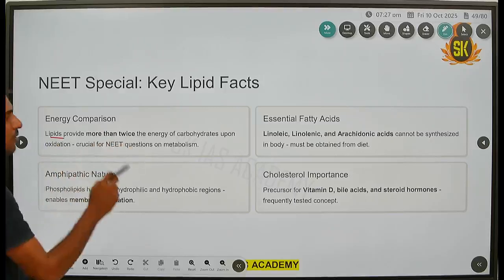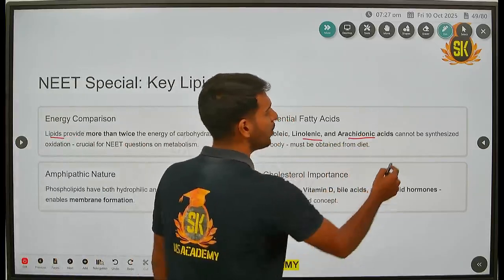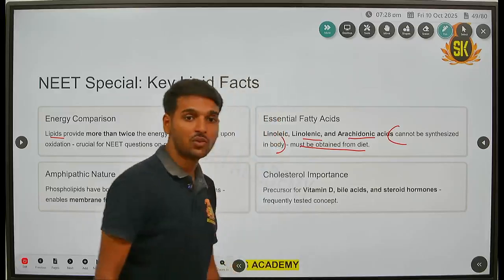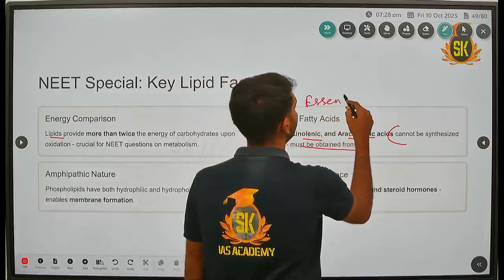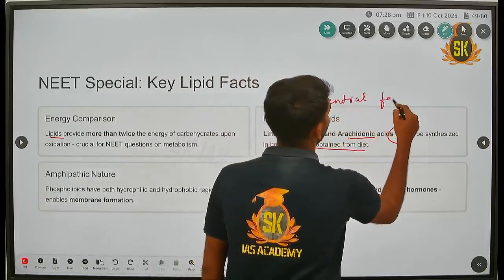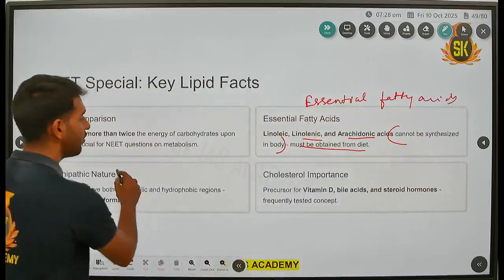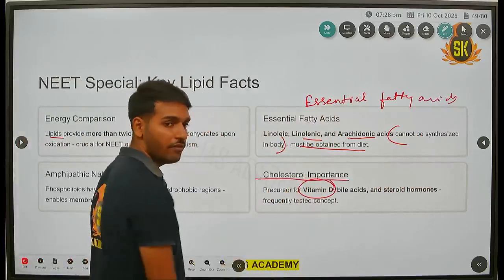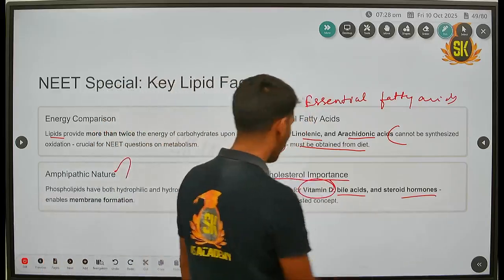Now, some important facts. Linolenic and arachidonic acids cannot be synthesized in the body and must be obtained from diet. So these are known as essential fatty acids. Now, amphipathic nature we have seen. Cholesterol importance: it is the precursor of vitamin D. We saw, right? Bile acid, steroid hormones.